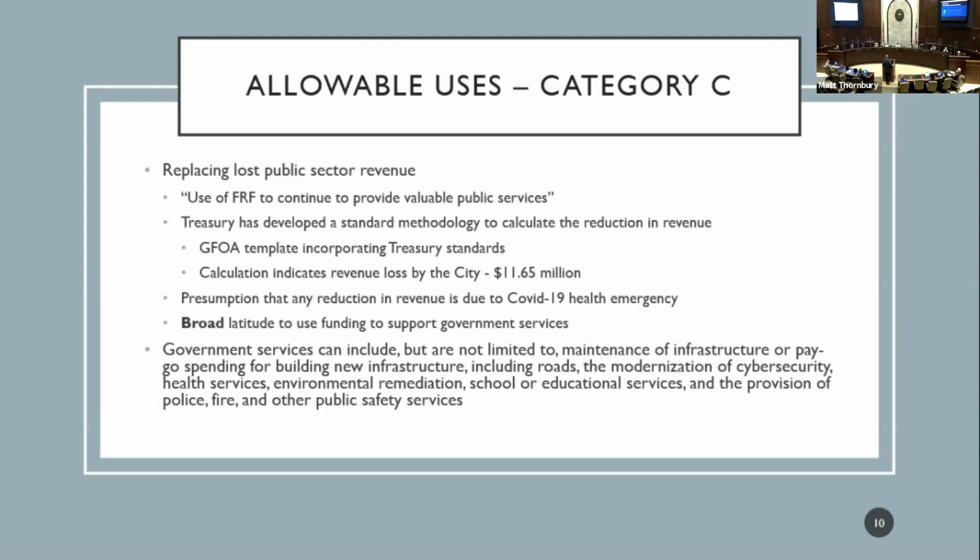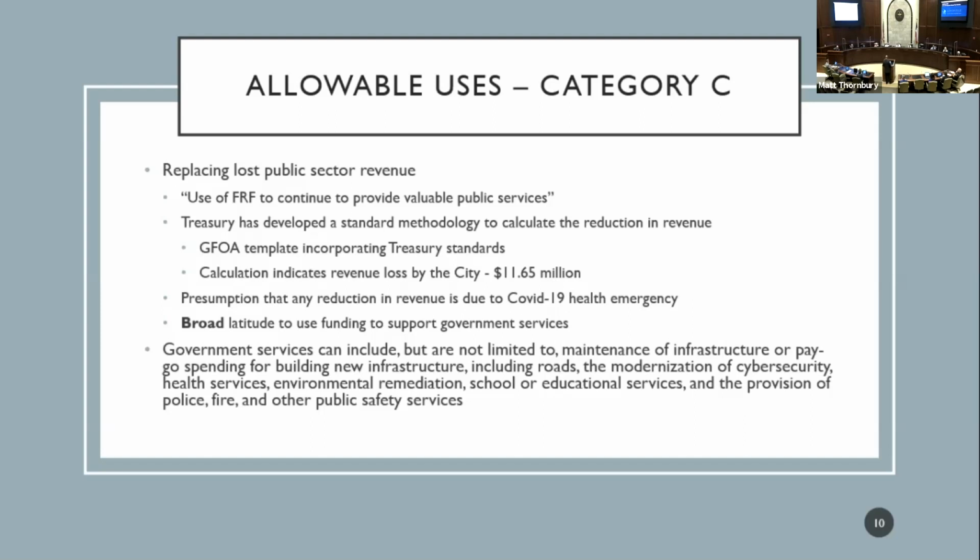Category C is replacing lost public sector revenues. The use of the fiscal recovery funds are intended to provide a continuing of essential services for the city. Now, I'll explain in a second here, but the Treasury has developed a standard methodology on how to compute the lost revenues. What's interesting is the city actually didn't see a loss in revenue from year to year, but there's an implied loss that absent the pandemic, our revenues would have grown quicker or more than what they did. So there's a calculation that determines that.